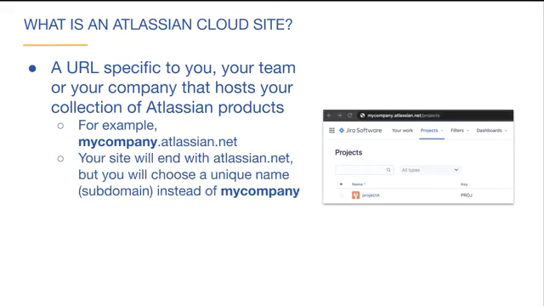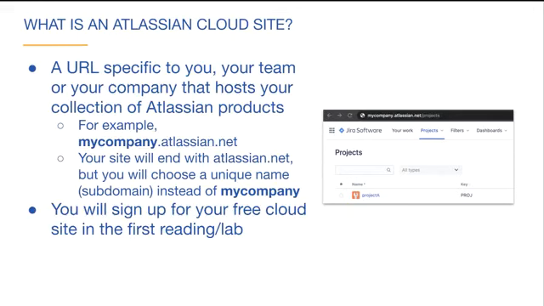mycompany.atlassian.net. The site that you will use in the lab will end with atlassian.net, but you will choose a unique name instead of My Company. In the first reading or lab for this course, you will sign up for a free cloud site and use Jira's software cloud to perform the hands-on labs for the course.